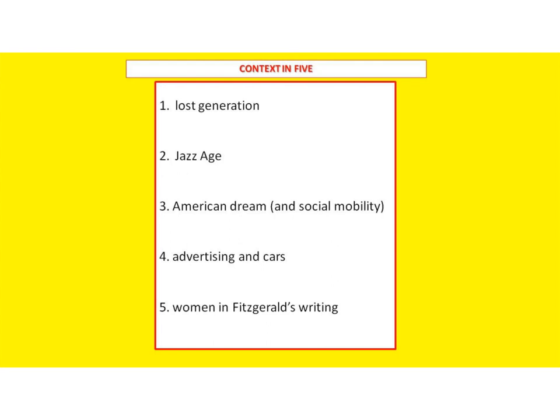These are the five we're going to be exploring here. So number one, the lost generation, two, the jazz age, three, the American dream linked to social mobility, four, advertising and cars, and five, women in Fitzgerald's writing.